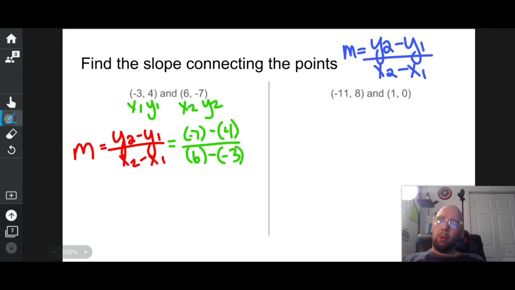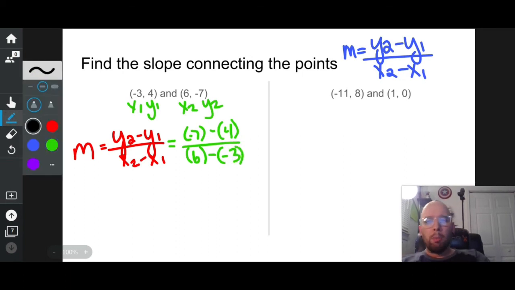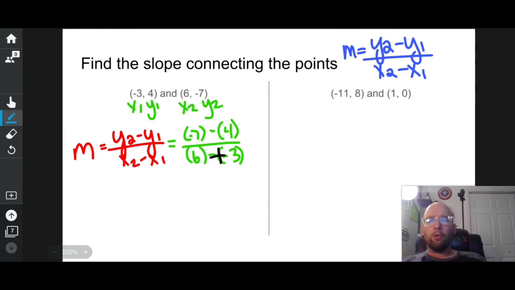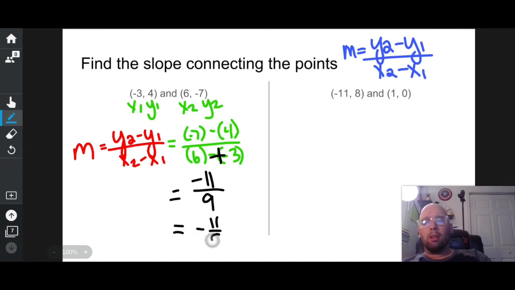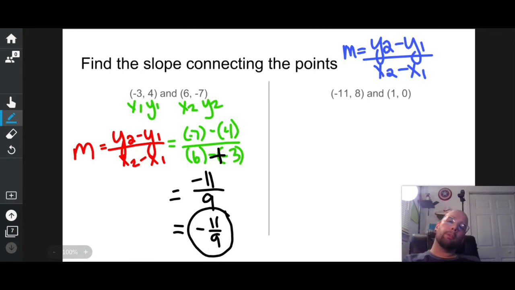If you see a double negative, like I do on the bottom, make it a positive. Perfect. Now you'll never notice. That's going to equal negative 7 minus 4 on the top is negative 11. And 6 plus 3 on the bottom is 9. So negative 11 divided by 9 is the same as negative 11 over 9. And that's my slope connecting those 2 points.